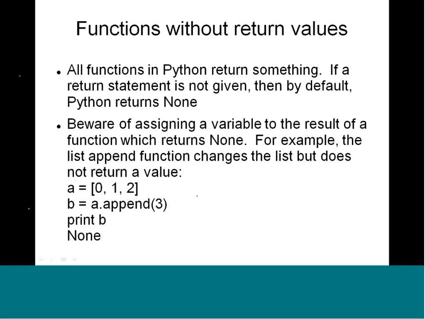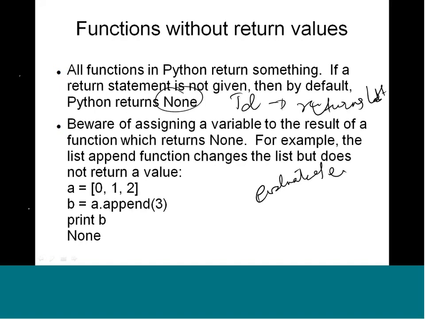So now let's talk about functions without any return value. In general, all the functions in Python return something. If the return value is not given, then by default Python returns None. So this is a principal difference between Python and Tcl. As you know, Tcl actually returns the last evaluated expression.